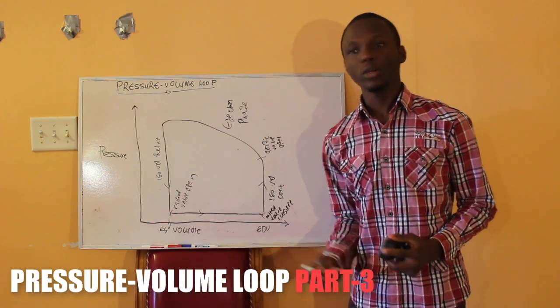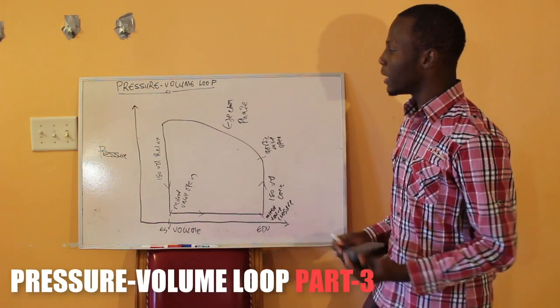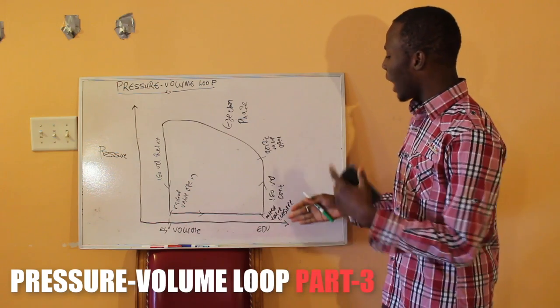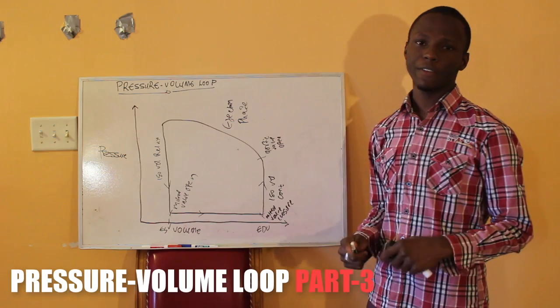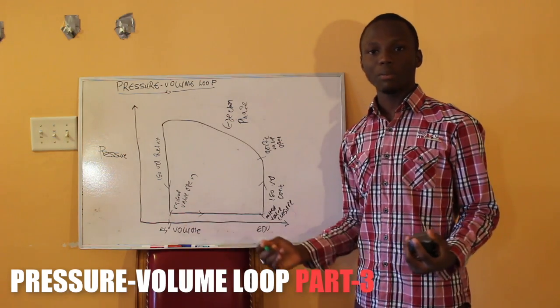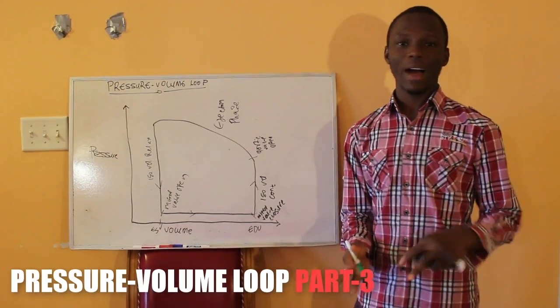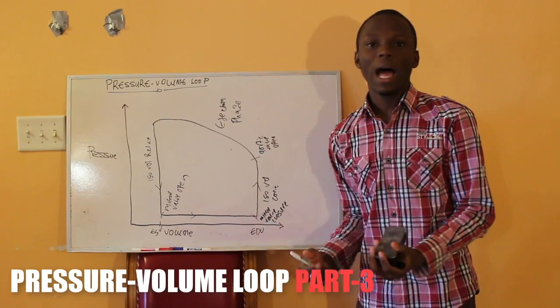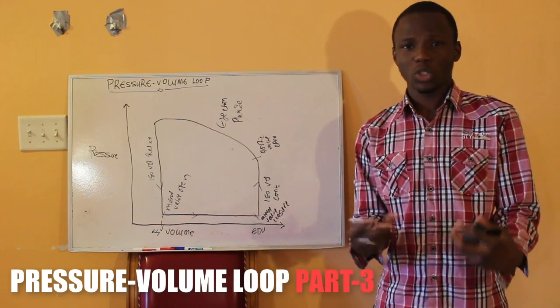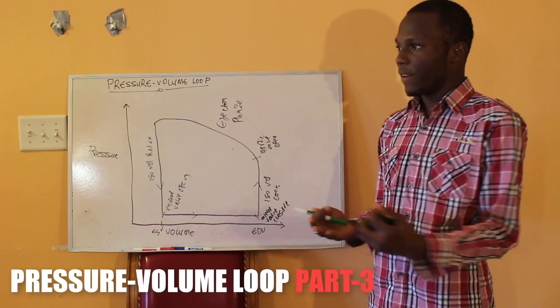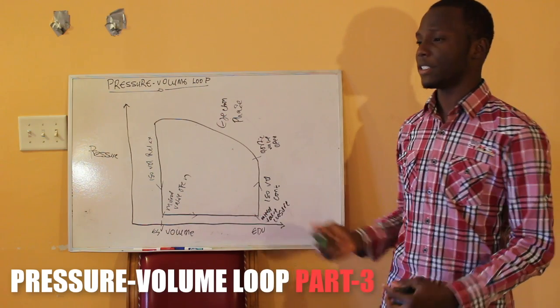From our last video, we talked about isovolumetric relaxation, the filling phase, isovolumetric contraction, and the ejection phase. So now we will be talking more about our heart sound in the pressure volume loop, and I'll try as much as possible to make it look easy because it's such a very important concept in cardiovascular physiology.